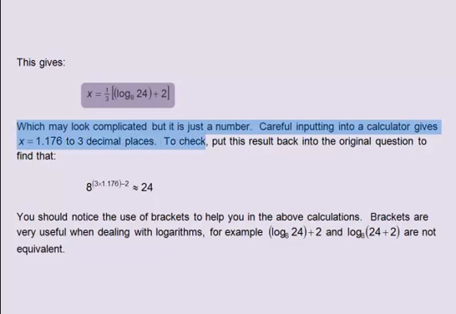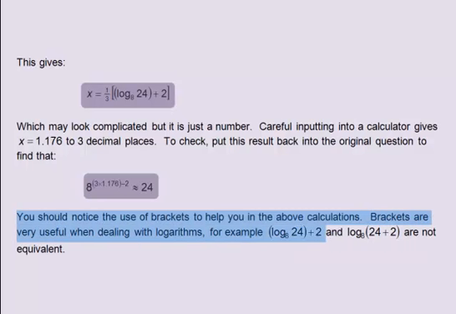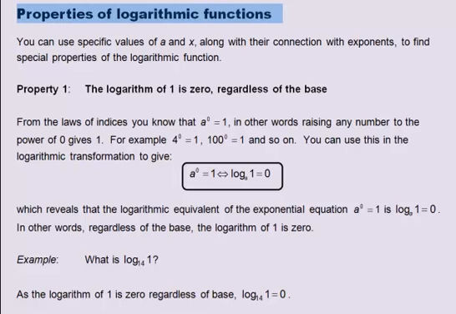To check, put this result back into the original equation to find that 8 to the power (3 multiplied by 1.176 minus 2) is approximately equal to 24. You should notice the use of brackets to help you in the above calculations. Brackets are very useful when dealing with logarithms. For example, log to the base 8 of (24 plus 2) and (log to the base 8 of 24) plus 2 are not equivalent.